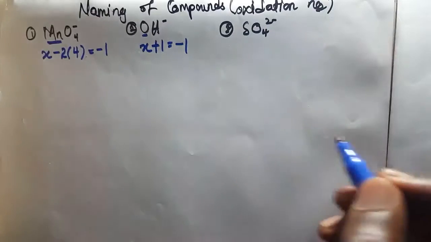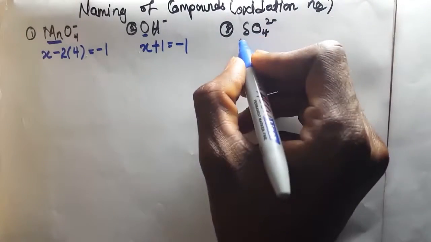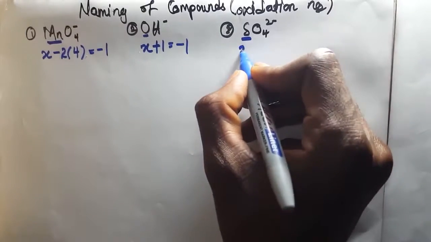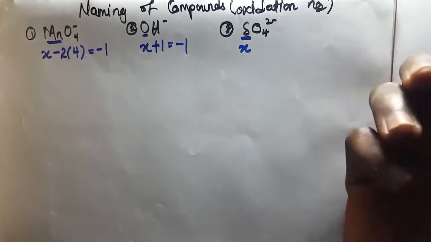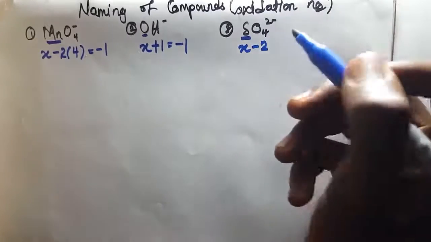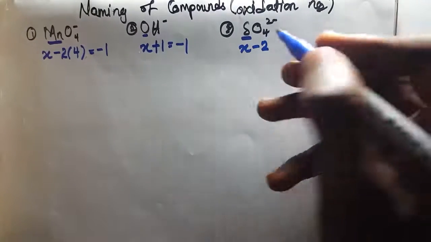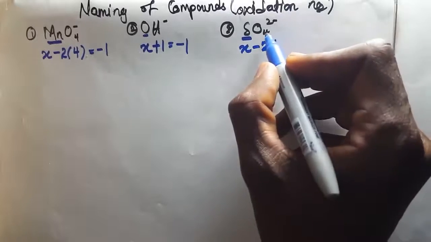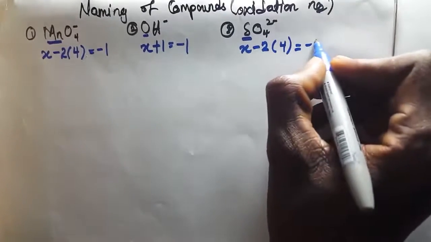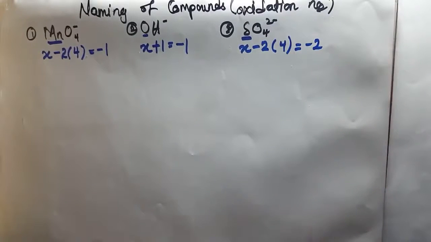Then SO4 2 minus. You are going to find the oxidation number for the sulfur. So it's going to be X. Then -2. Why -2? Because the charge of oxygen ion is -2. Then you open your bracket. There's 4 here. So you bring your 4, equal to the charge -2. So we can work all of them out.